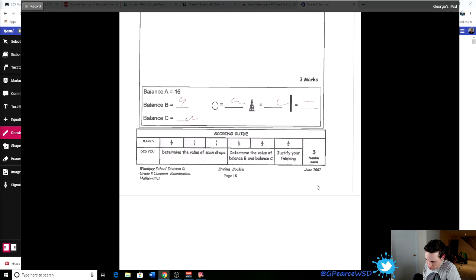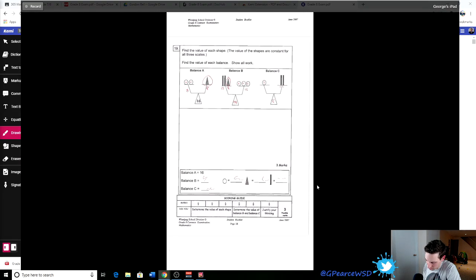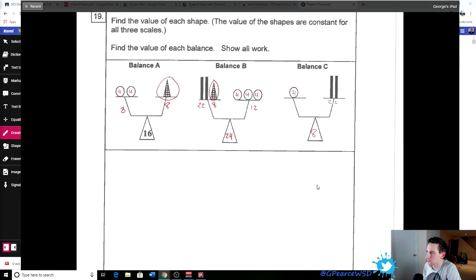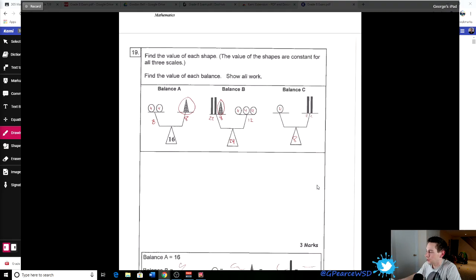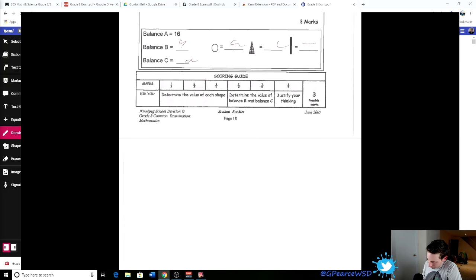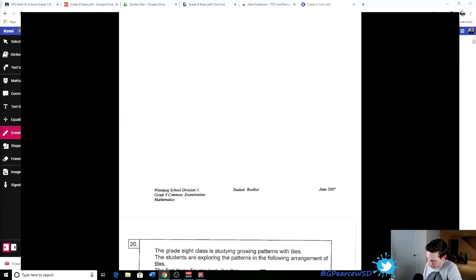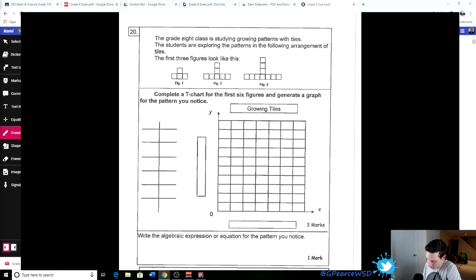Determine the value of each shape. Determine the value of balance B and C. Justify your thinking. So I think that's fairly sufficient justifying thinking there, right? Oh, okay. Alright, so you guys can't see this, but it says on the bottom of my screen we're on page 35 of 46, so we're getting there.